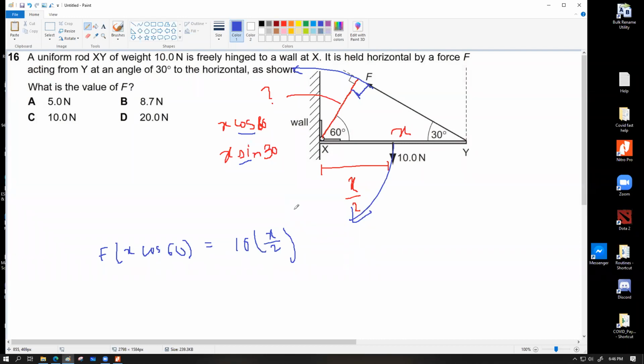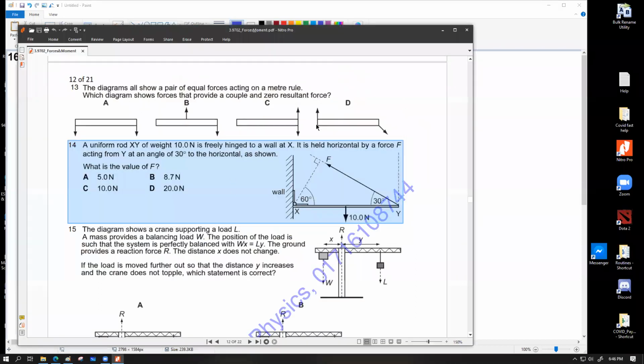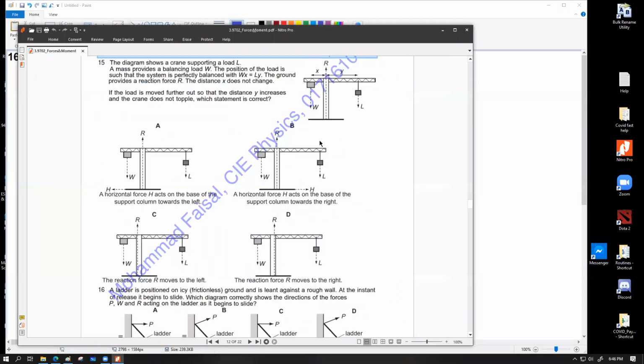Yes sir, the answer will be C. I'm not sure which it is going to be, whatever it comes. C or D? No sir, C. If x cos 60 is x by 2, then x by 2 and x by 2 cancel out. It is C. Do you understand? Yes, more or less I understand. Then.